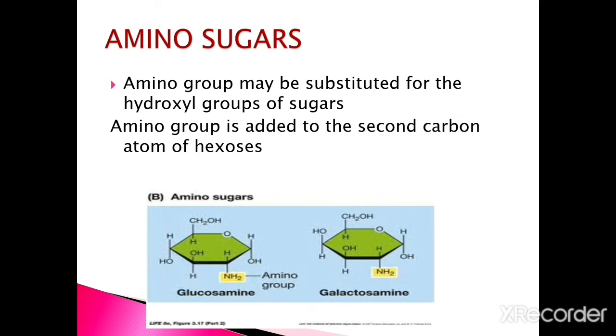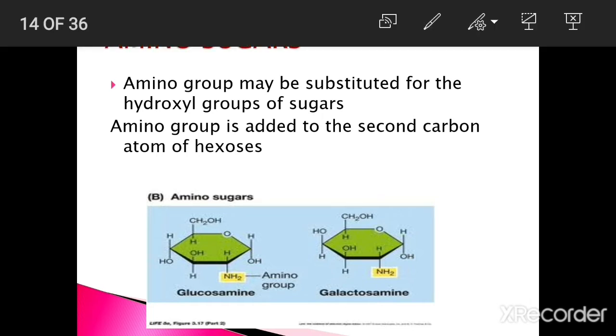Amino sugars: in amino sugars, the amino group may be substituted for the hydroxyl group of sugars. This amino group is added to the second carbon atom of hexose. You can see here the amino group is added in glucosamine, and in galactosamine, instead of the hydroxyl group, an amino group is added.